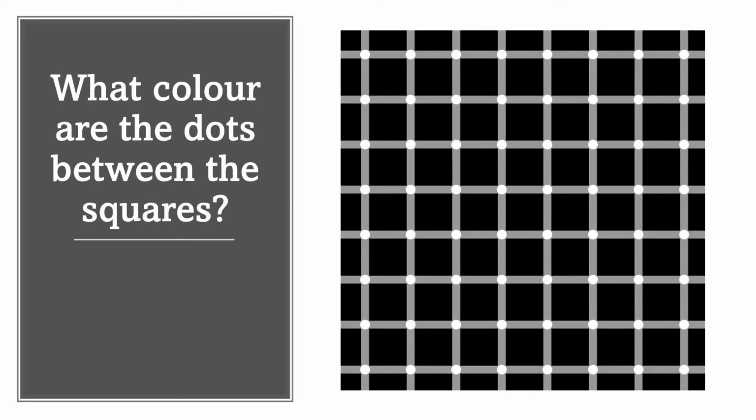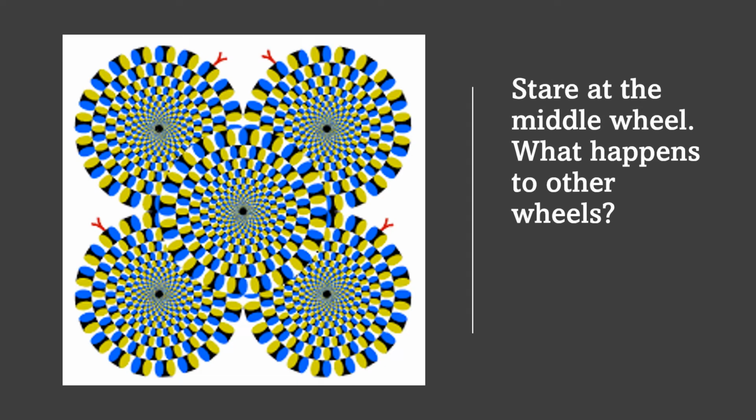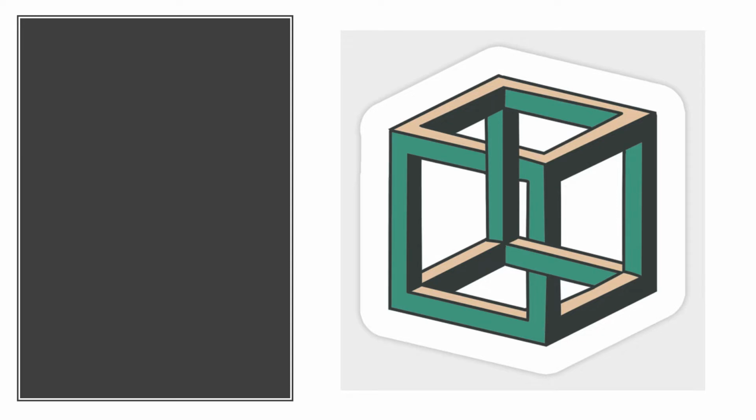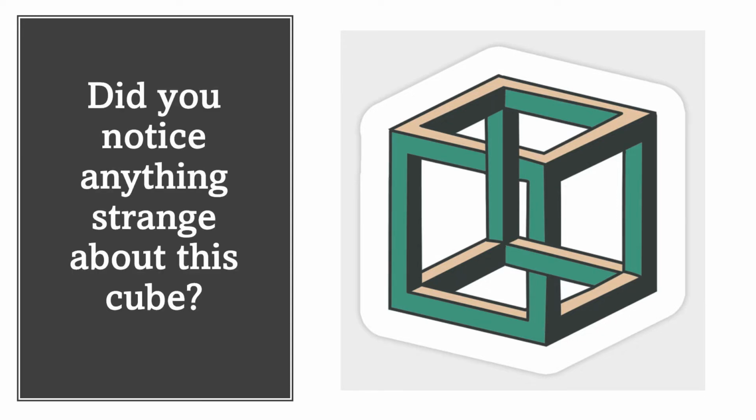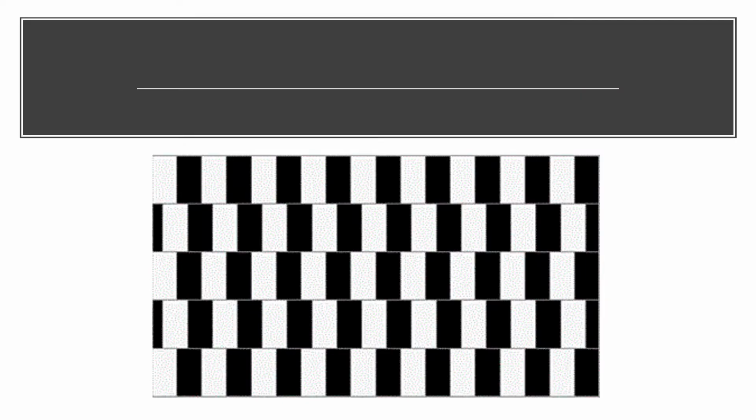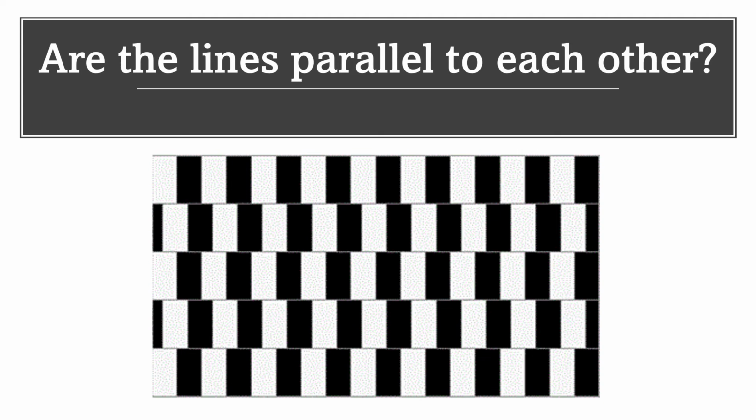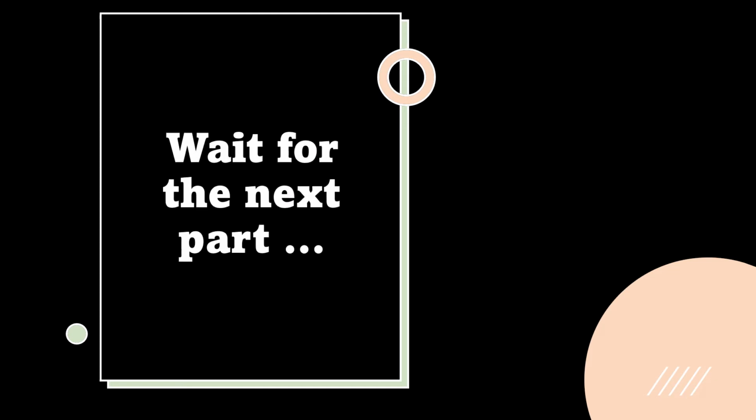What color are the dots between the squares? Stare at the middle wheel. What happens to other wheels? Did you notice anything strange about this cube? Are the lines parallel to each other? Now wait for the next part. Well, what do you see?